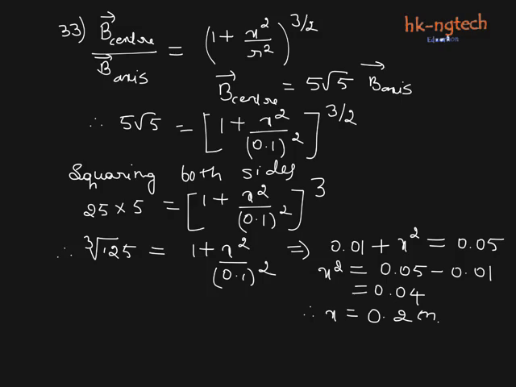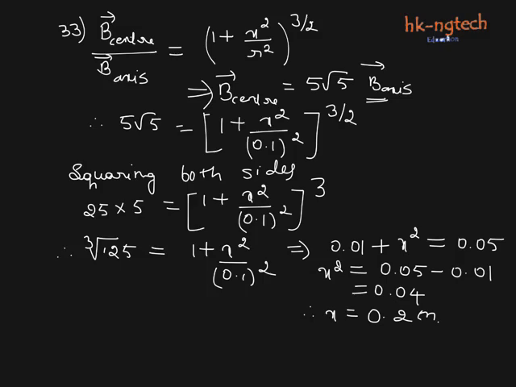The magnetic field at the center of the current carrying loop of radius 0.1 meter is 5 times that at a point along its axis. The distance of this point from the center of the loop is. So we have a relationship that the magnetic field at the center to the magnetic field at the axis is equal to 1 plus x square divided by r square whole to the power of 3 by 2. They have given the condition that B center, I mean the magnetic field at the center, is equal to 5 times the axis magnetic field.